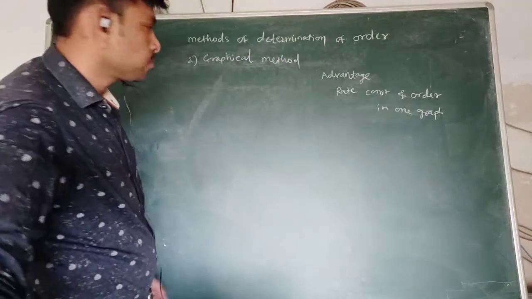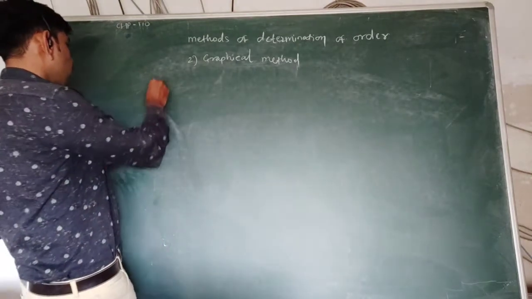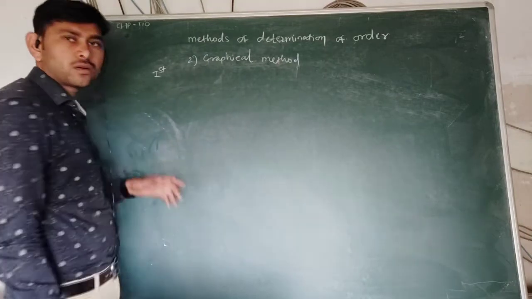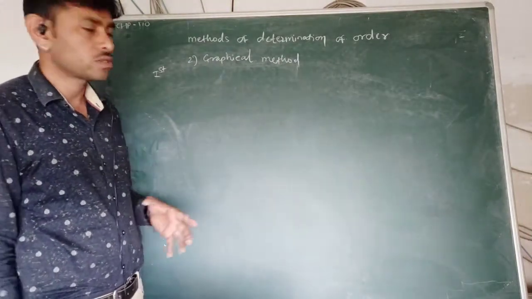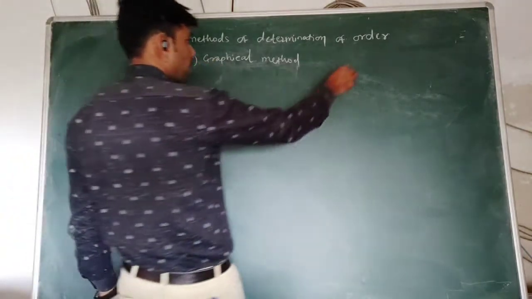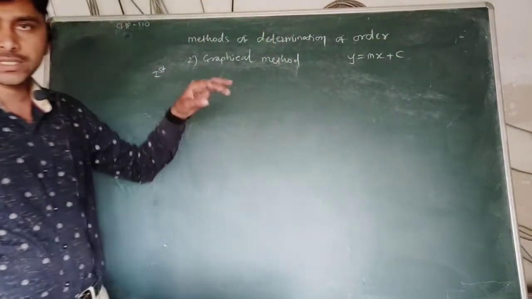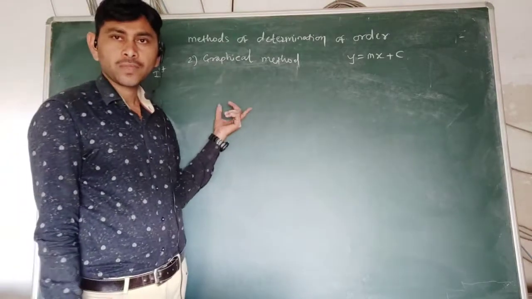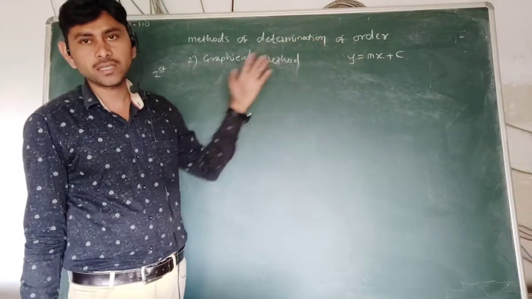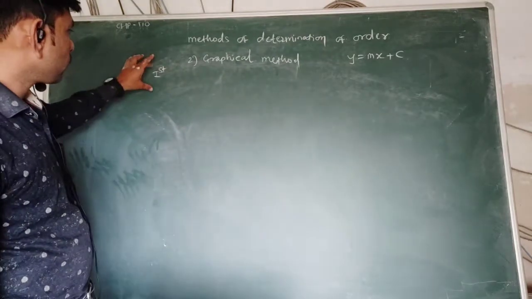Now in the graphical method, we arrange the equations for first order, second order, third order, with equal and unequal initial concentrations, in the form of a straight line. That is the equation of a straight line. We know that y is equal to mx plus c. So all the rate equations of first, second, third order we have rearranged in the y is equal to mx plus c format, that is, in the form of a straight line.